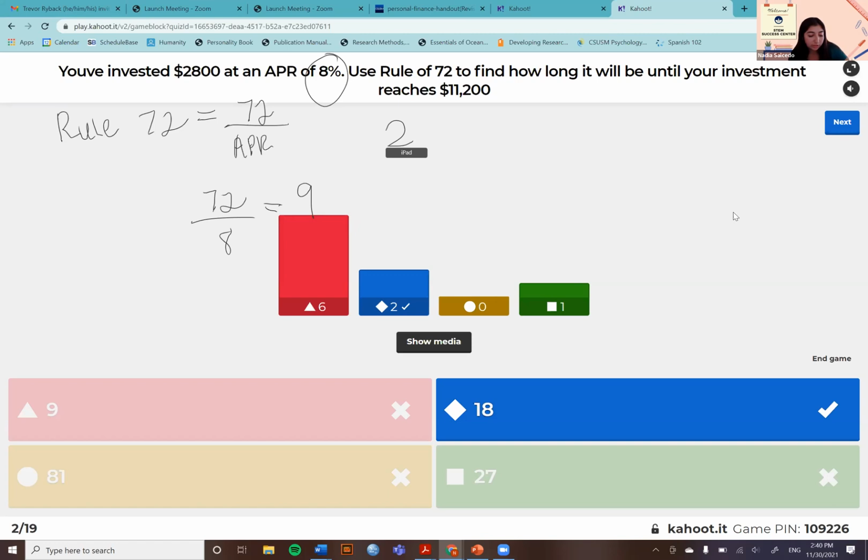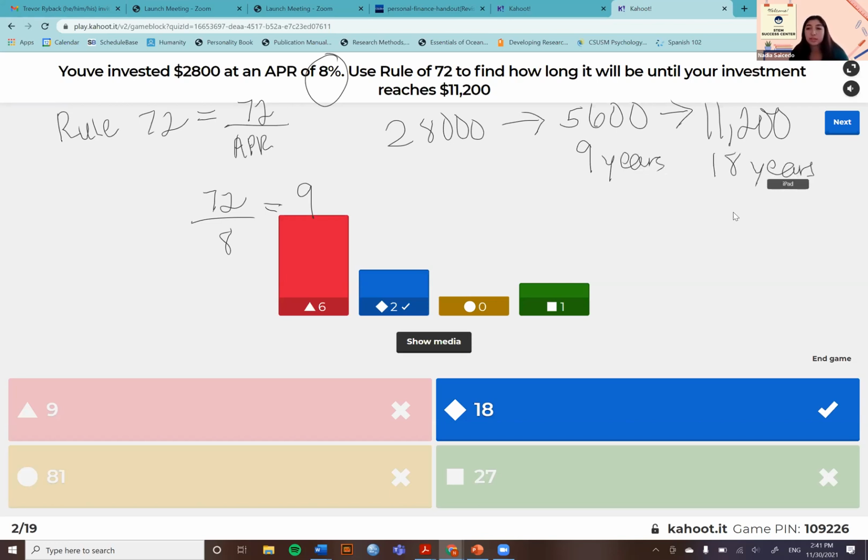So 2,800 doubling once would give us 5,600. And if we double that again, it would give us 11,200. So it takes 9 years to double once, but it takes 18 years to double twice, or to get to 11,200. So for the 6 of you who chose 9, that was certainly the next best answer, because you recognized rule of 72, I divide the 72 by the APR to get the number of years, but they could ask you a trick question like more than one doubling period.